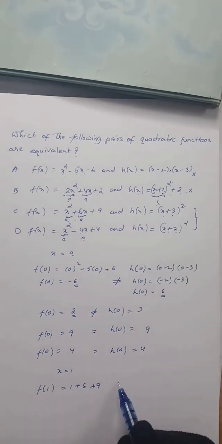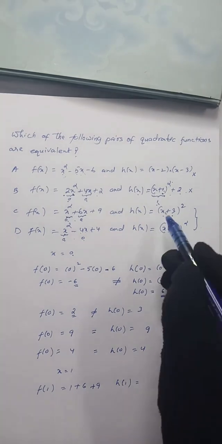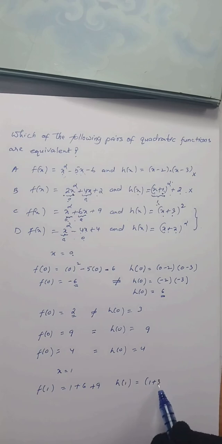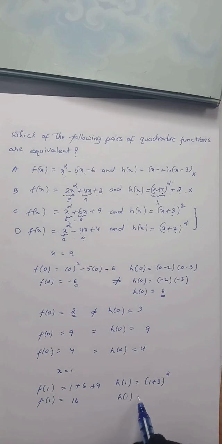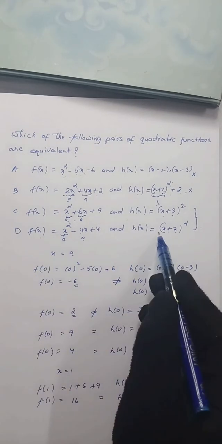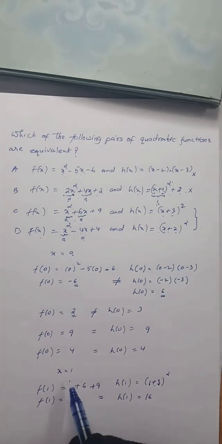And if I go to this function, h of 1, I'm substituting x is equal to 1. I'm going to get 1 plus 3 whole square. Out here, the answer is 9 plus 1 is 10. 10 plus 6 is 16. Out here, h of 1 is 1 plus 3, which is 4. 4 square is 16. Still, they are equivalent. Okay. Now we need to check whether these two functions are equivalent or not using the same value of x, which is 1.